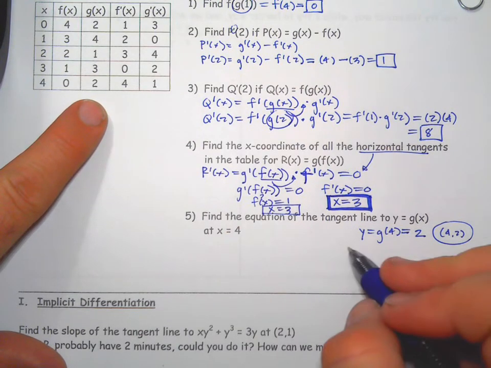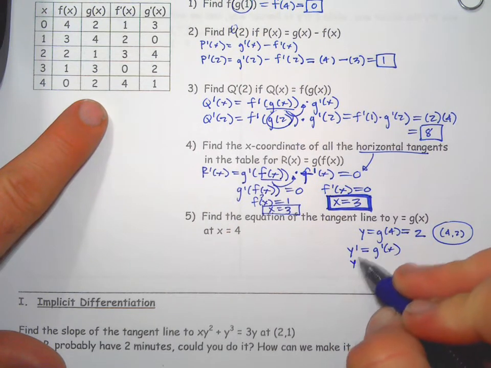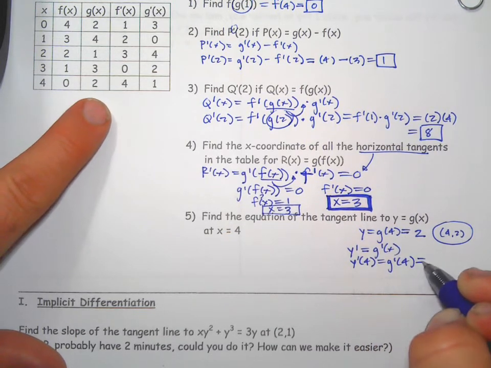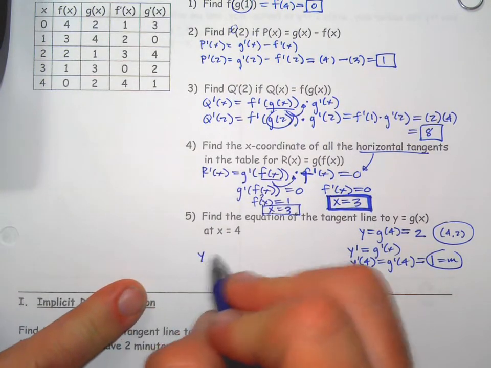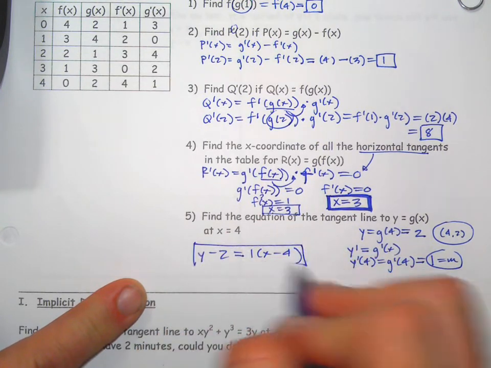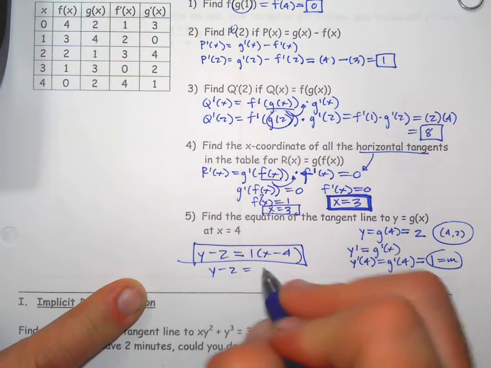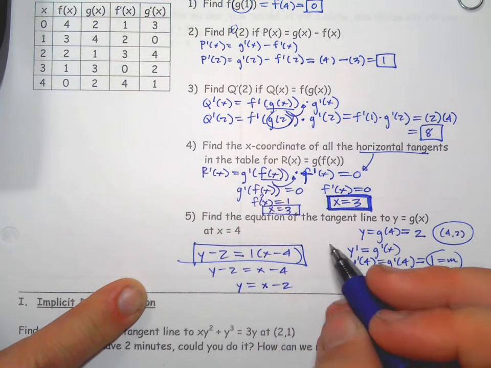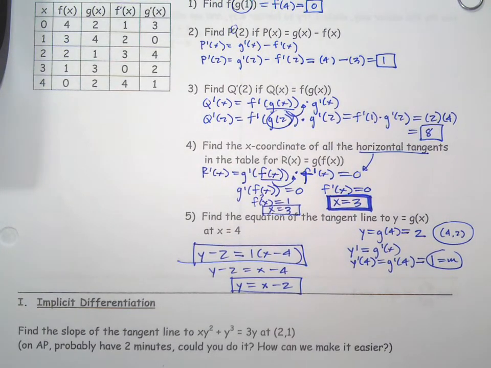We need the slope. So that'd be y prime, which would equal g prime. So y prime of 4 equals g prime of 4, and g prime of 4 equals 1. That's your slope. So the equation of the tangent line is going to be y minus 2 equals 1 times x minus 4. Now we just leave it like that. If you really like doing more work, go ahead. But just know, if you make a mistake, you're losing points that you could have had full credit for. So there you go. That was a good little warm-up problem.